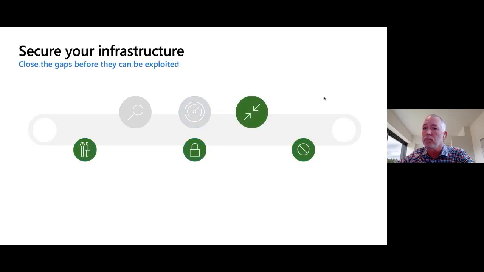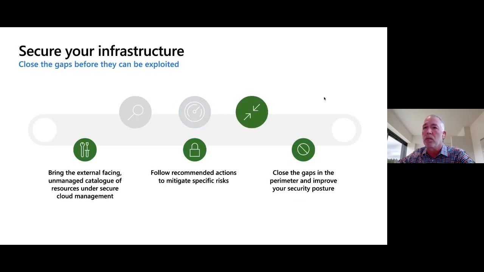All right. So now when it comes to securing your infrastructure, you've got this data. Now you can do something with it. You can bring that external facing unmanaged catalog of resources under management, whether it's in the cloud, in your data center, or somewhere in between. We have recommended actions to mitigate specific risks and help close the gaps in the perimeter and improve your security posture.